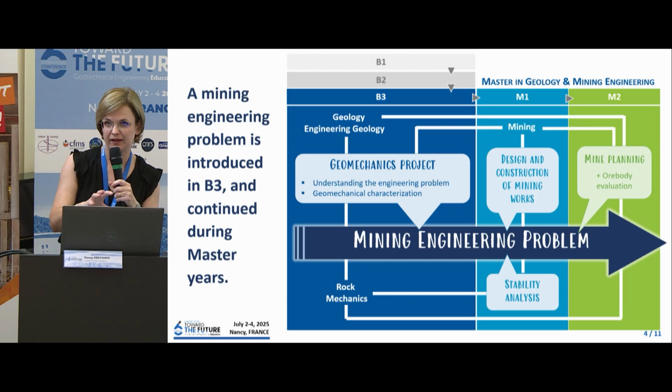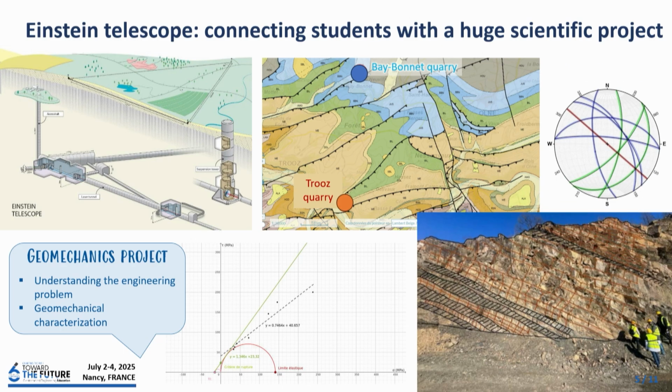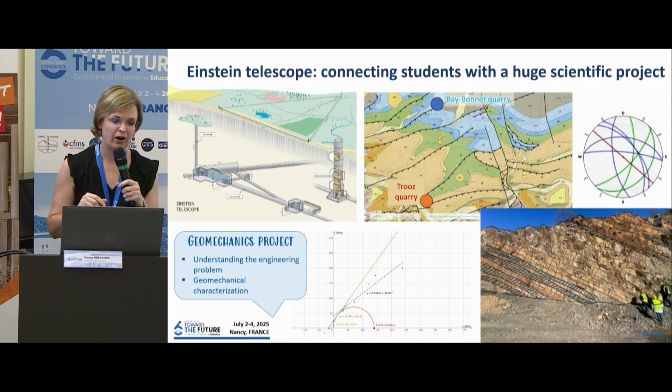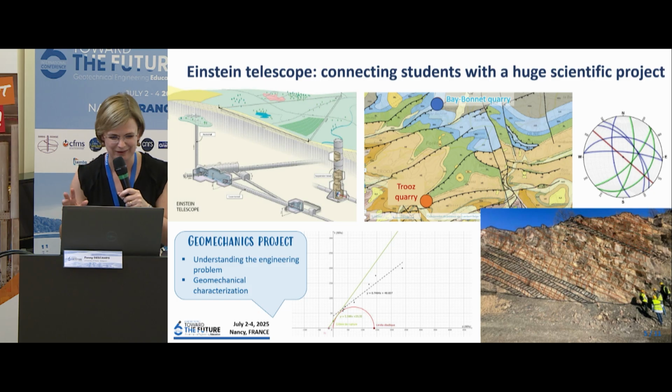So to illustrate this, I'm going to show you some examples. And the first one is the project that we started this year with the bachelor students. It is around a research project that is named the Einstein Telescope. It's a very big research project involving teams in Germany, Belgium, and the Netherlands. And the aim of this project is to develop an infrastructure for studying gravitational forces. So not rock mechanics nor mining.